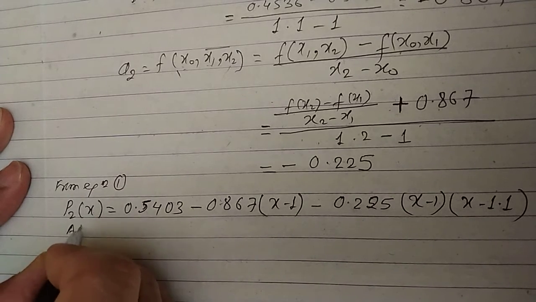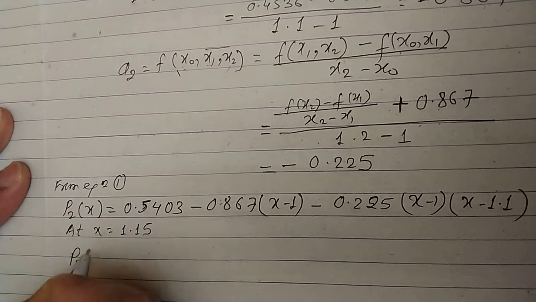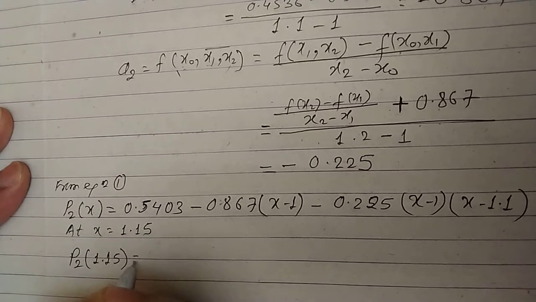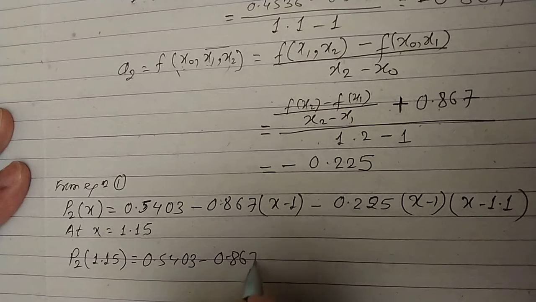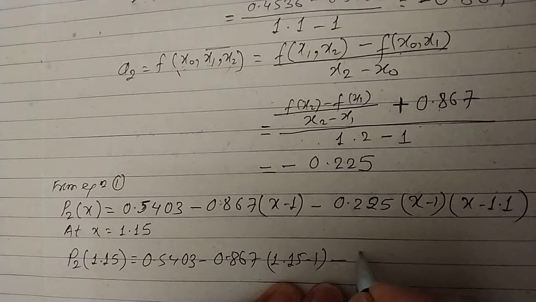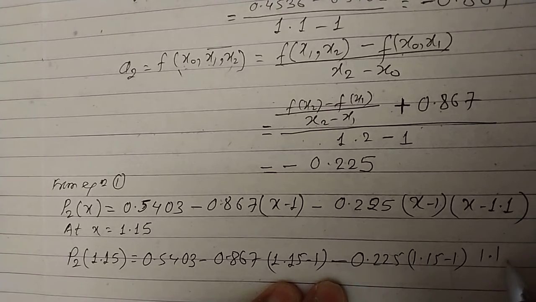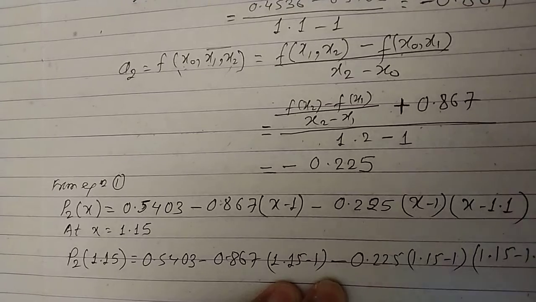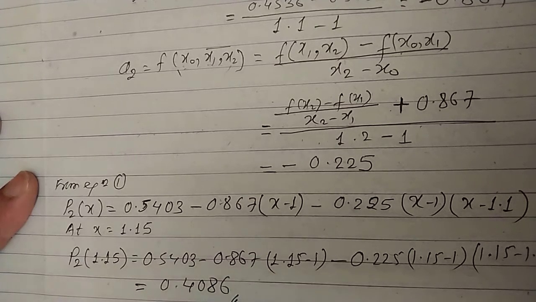So at x equals 1.15, what is P2(1.15) then? All right, so put the values here. 0.5403 minus 0.867 (1.15 minus 1) minus 0.225 (1.15 minus 1)(1.15 minus 1.1). Calculate, you'll get the result, 0.4086.